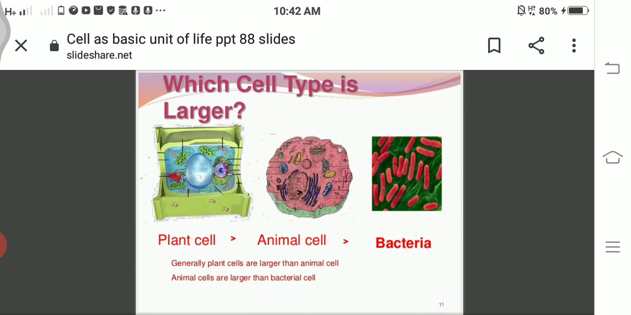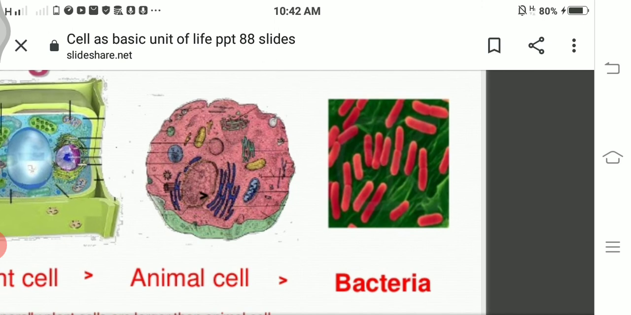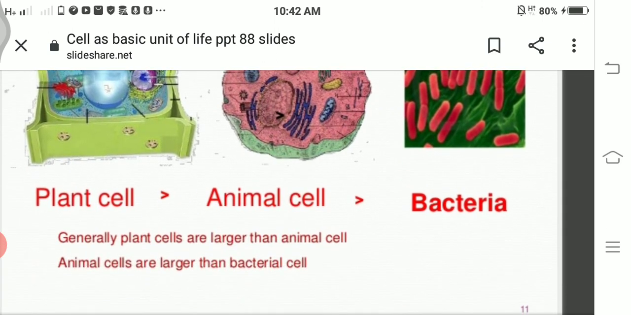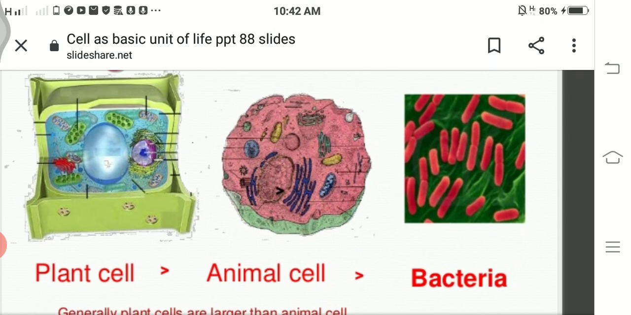Now, which cell type is larger? It's asking you, there are 3 different cells like plant cell, animal cell and the bacteria. Generally, plant cells are larger than animal cells and animal cells are larger than bacterial cells. So, smallest are the bacterial cells, then the animal cells and largest are the plant cells. Thank you my dear students.